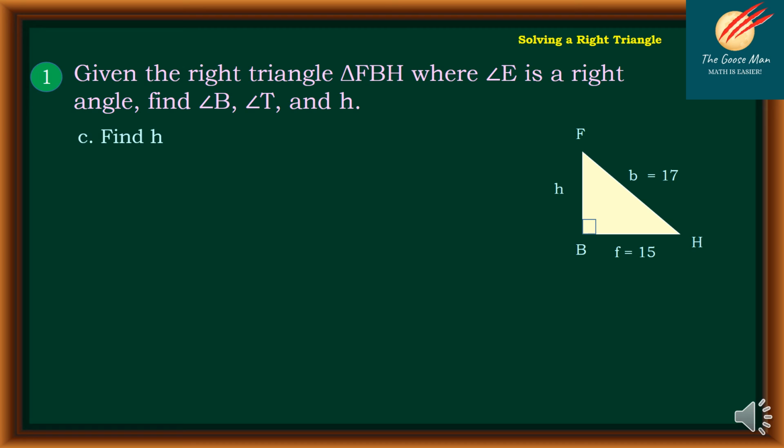So this time, let's look for the value of h. Take note that we are looking for one of the legs. So b is the hypotenuse and f is the other leg. We will use the Pythagorean Theorem such that the square of the hypotenuse b is equal to the sum of the squares of the other legs. So that is b squared is equal to h squared plus f squared. However, I'm looking for h. Subtract both sides of the equation by f squared. So I'll come out with h squared is equal to b squared minus f squared.